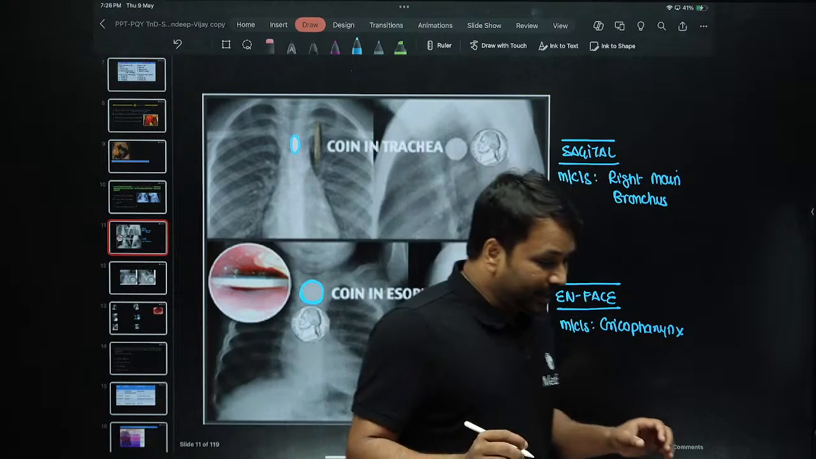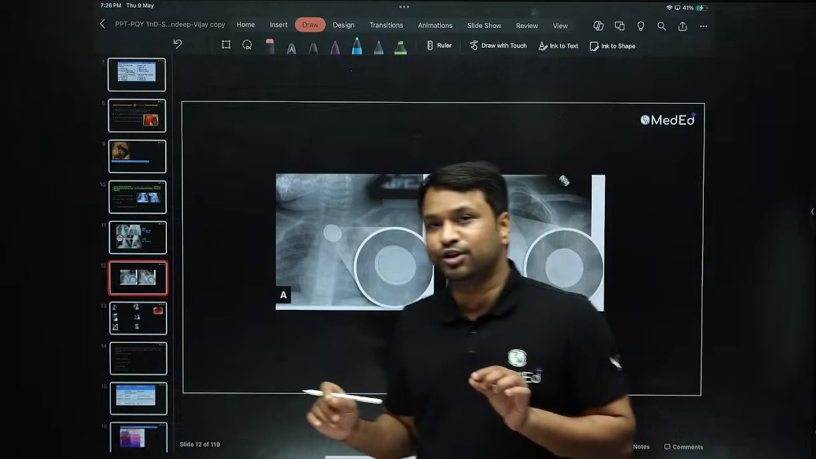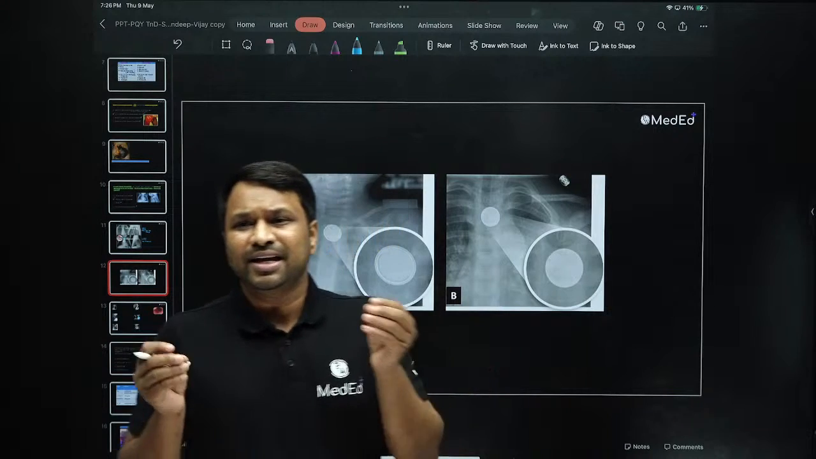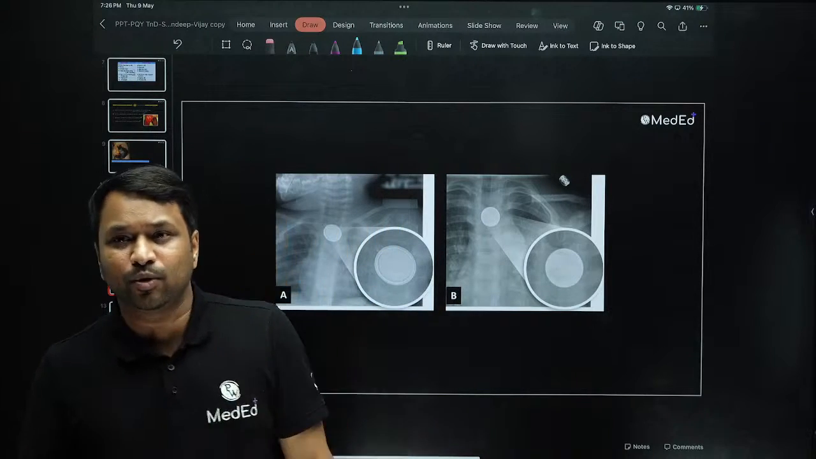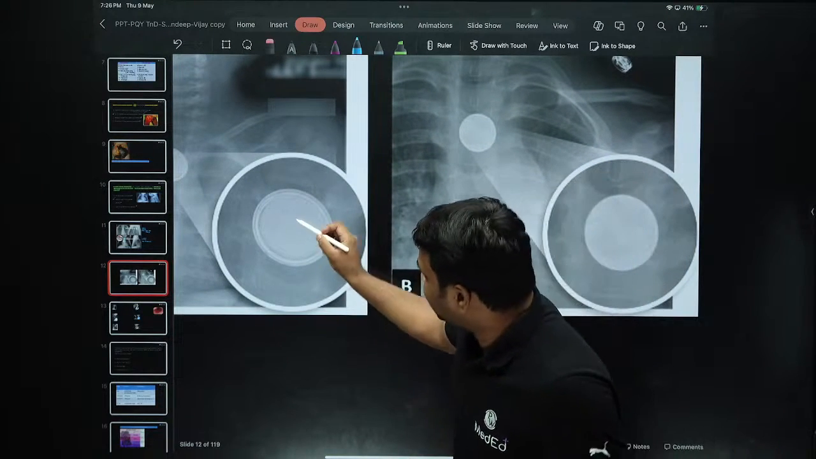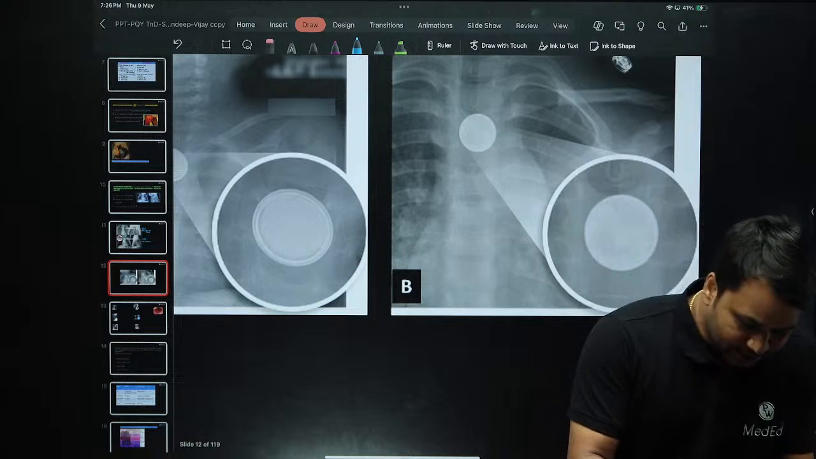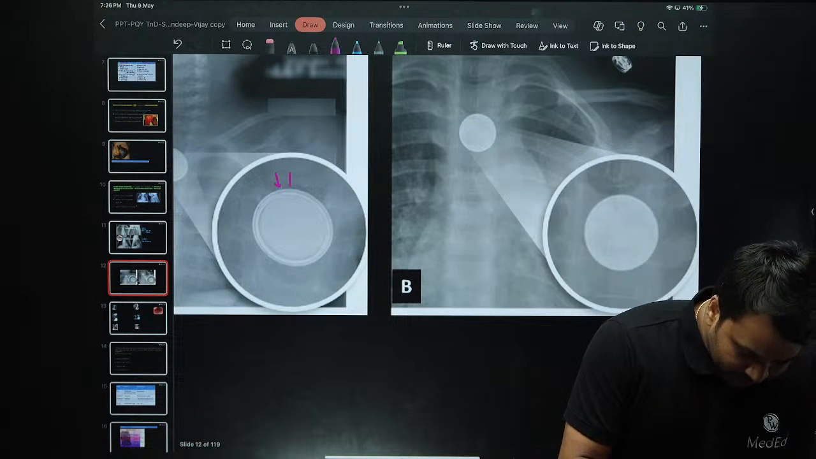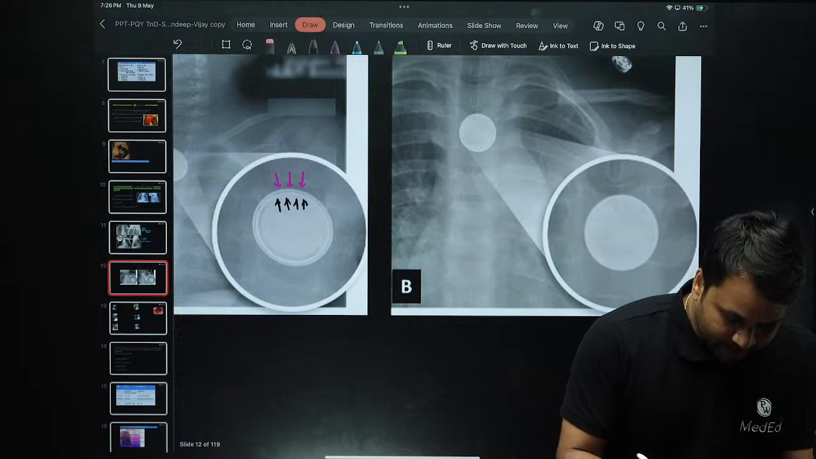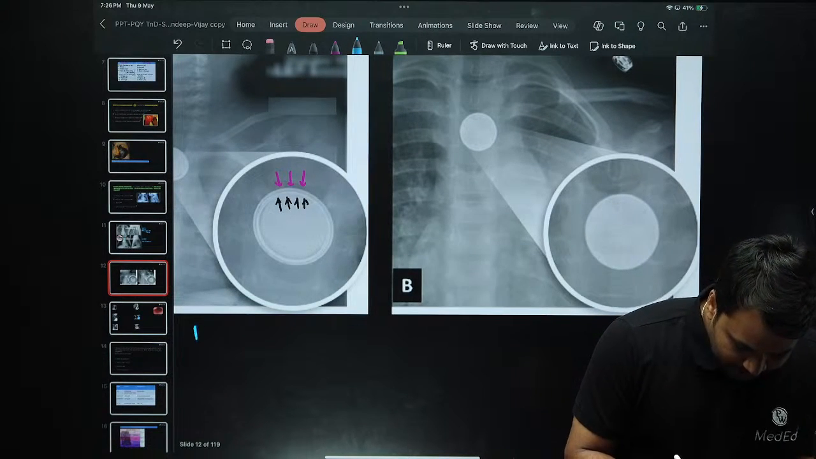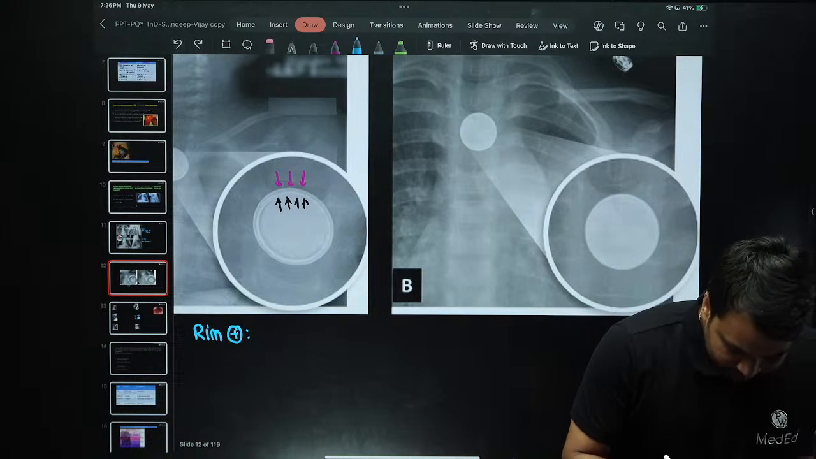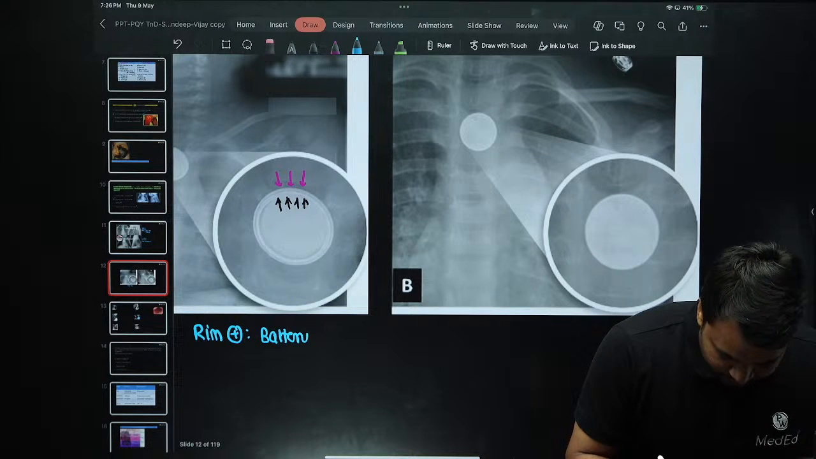Simple component. But what is more interesting is how you differentiate whether you have a coin or a button battery. That is the most important component, and that is where it comes in handy. If you look at this particular image, you can see there is a rim present: an outer rim, and one more rim inside. If the rim sign is present, then it is a button battery.